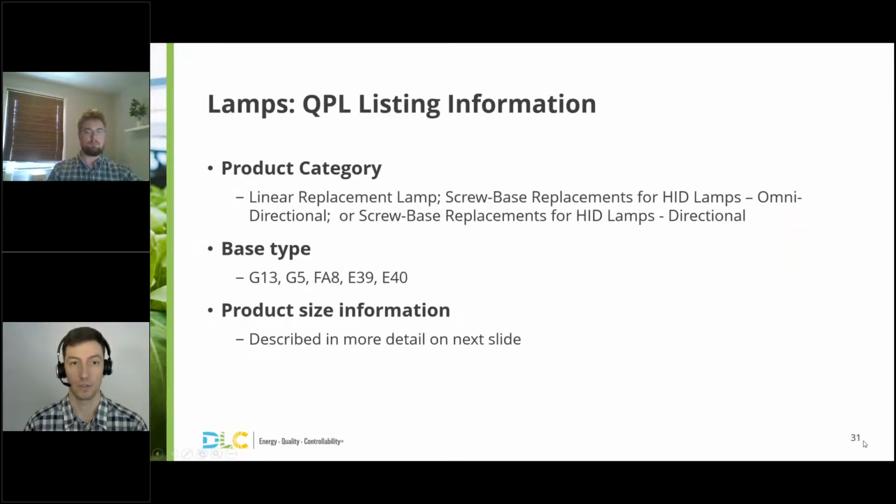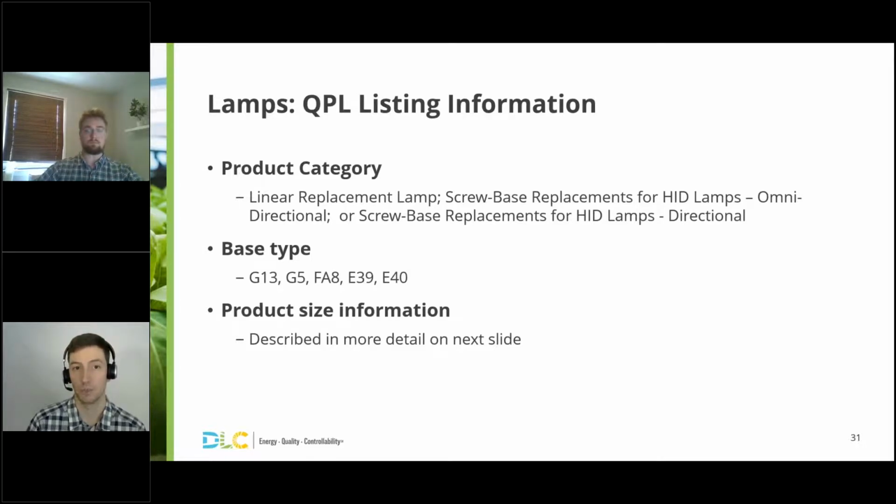Okay. So just like the previous sections, these last few slides will cover what will be listed on the horticultural QPL for these two types of lamps. First, these lamps will be listed by product category. Linear replacement lamp is the only option for TLEDs right now. There are no U-bends, that type of thing. We're just looking at linear lamps.